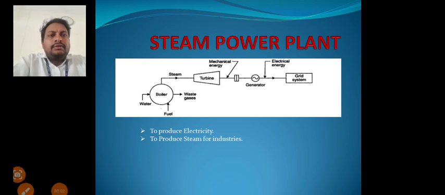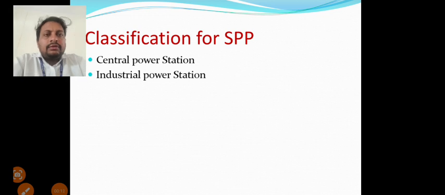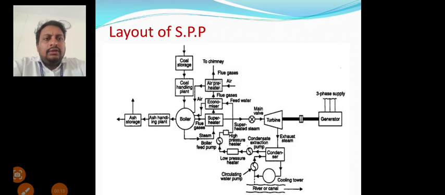Good morning, friends. So today we are going to discuss the steam power plant layout and various circuits on the steam power plant.